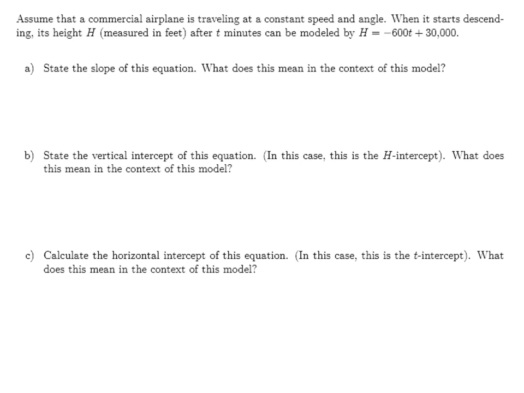In this example, we're going to use the slope-intercept form of a linear equation to state both the slope and vertical intercept for this equation. We'll then interpret what each means in the context of this model. We'll also calculate the horizontal intercept of this equation and interpret what it means in the context of this model.